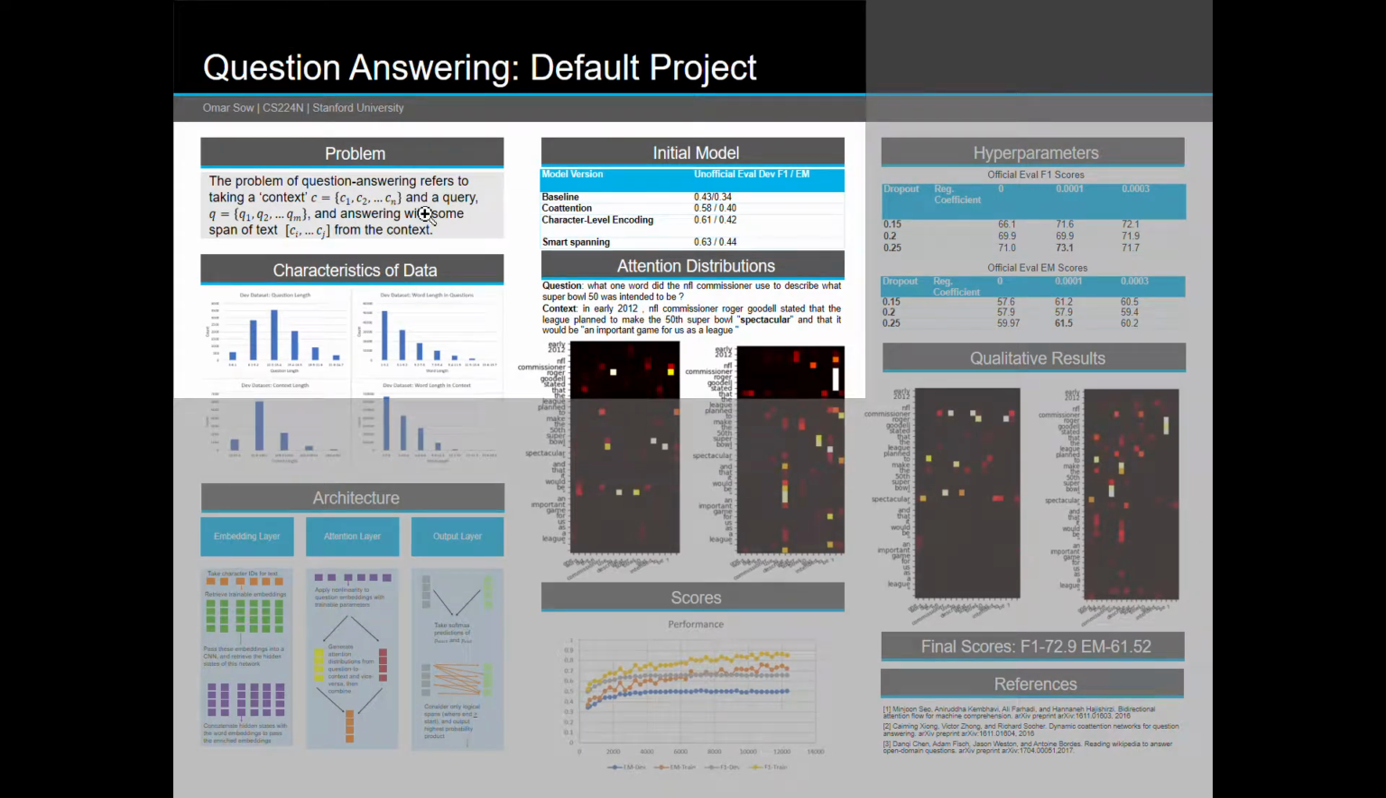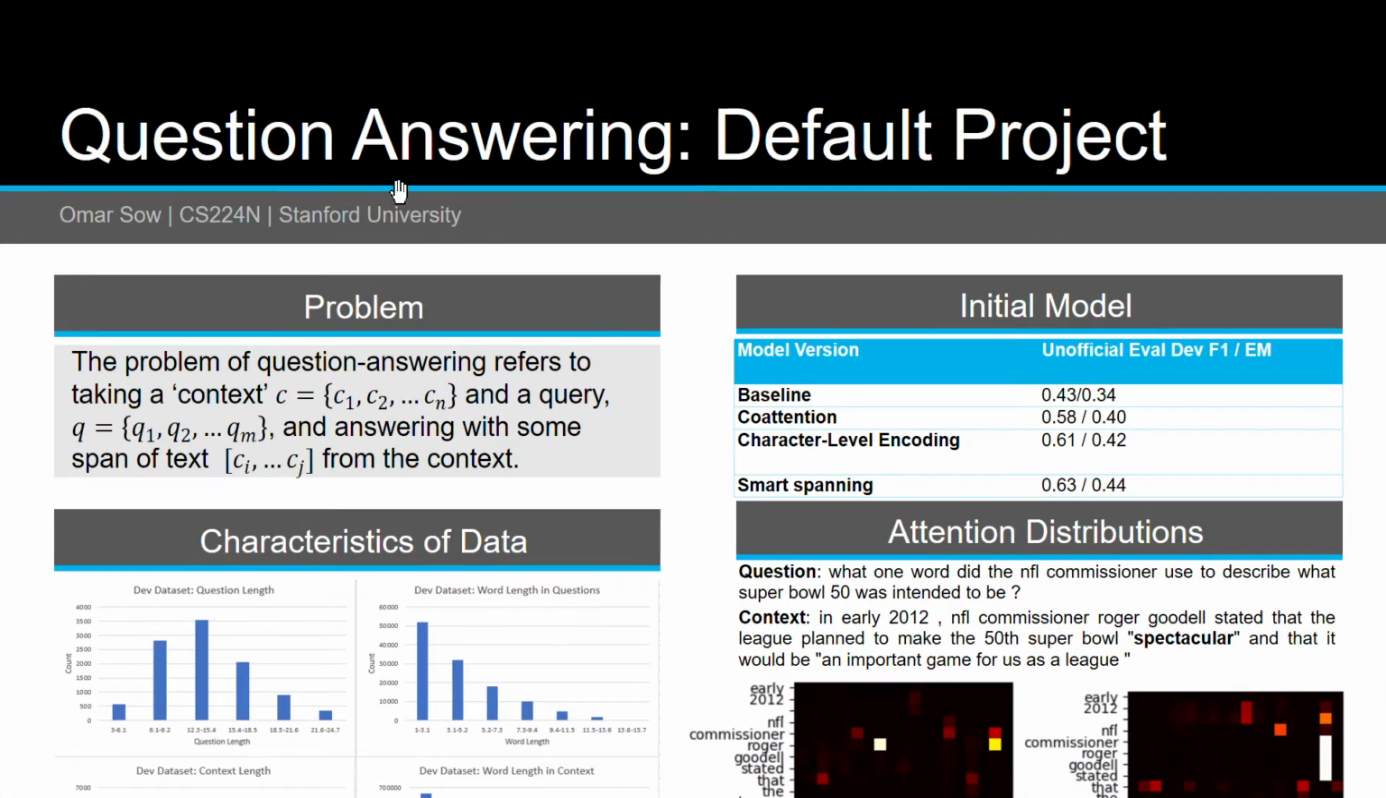My name's Omar Sow. This is my poster for the default final project for CS224N. So the problem for the default final project is question answering, which we defined as given a context C and a query Q, how do we answer that query with a span of text c_i through c_j from the context itself? That is, the output of this model is really a pair of indices into that context. And the span is the text of the context between those indices.